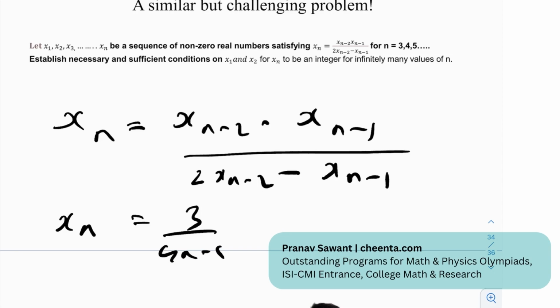What I want you to do is establish necessary and sufficient conditions on x_1 and x_2 for x_n to be an integer for infinitely many values of n. Now, obviously, this value of x_n I had found given the value of x_1, x_2. But over here, I want you to establish the necessary and sufficient conditions on x_1, x_2 for x_n to be an integer for infinitely many values of n. So yeah, I hope you understood the problem.